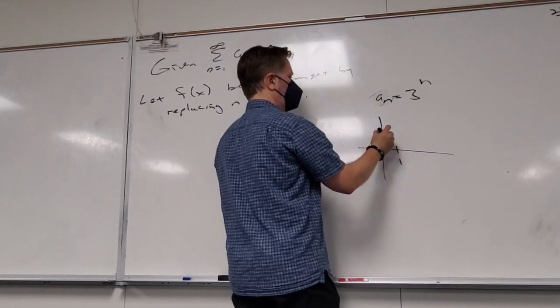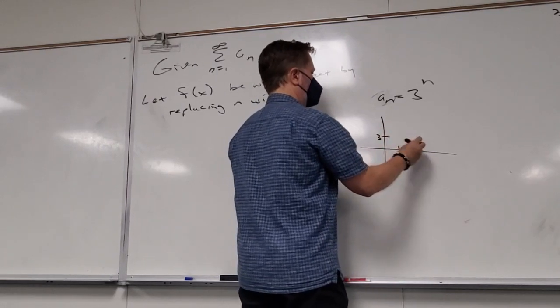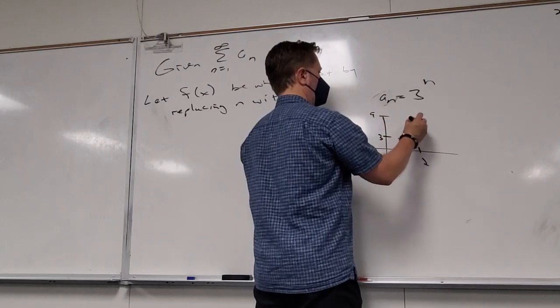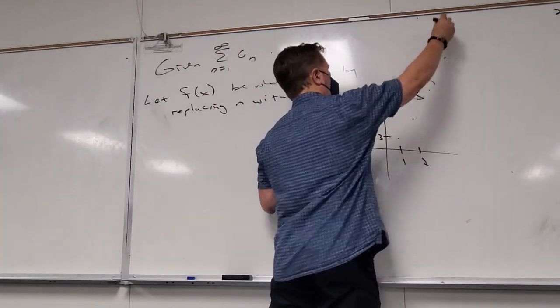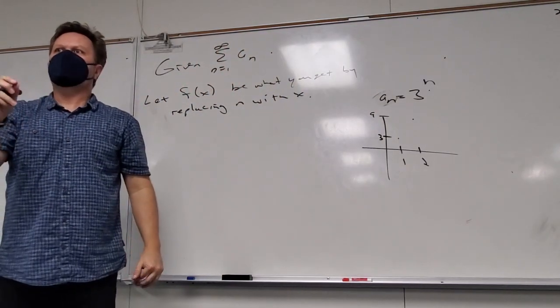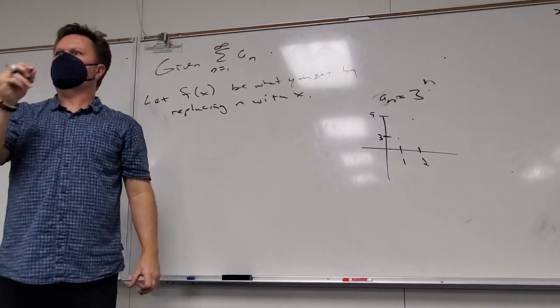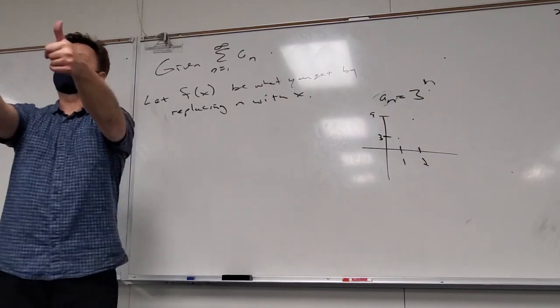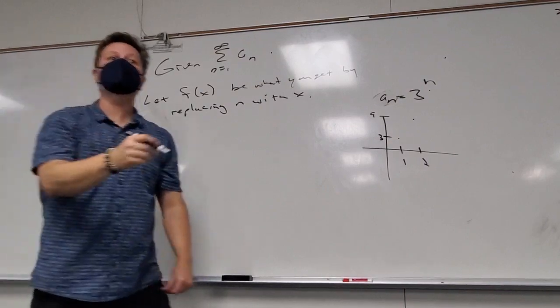So when n is 1, the output is 3, correct? My scale is going to be bad and I don't care. When n is 2, the output's 9, right? And then it would just continue like that, right? You guys with me? Is there an area underneath that? Is that a function? Yes, because it passes the vertical line test. Is there an area?